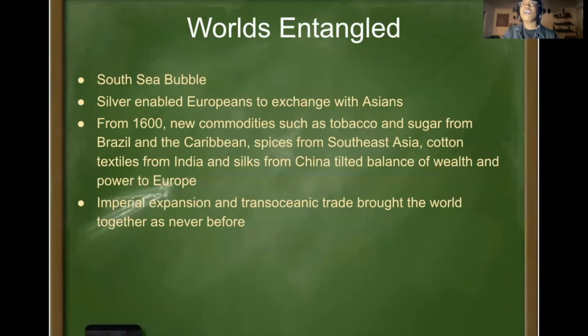So as we have more colonization, as we have more European nations leaving their borders and going into other parts around the world and taking over those parts, they're going to start to enrich themselves on the natural resources that they're going to find in those areas. So from 1600, new commodities such as tobacco and sugar from Brazil and the Caribbean, spices from Southeast Asia, cotton textiles from India, and silk from China tilted the balance of wealth and power to Europe, because they're going to be controlling a lot of these areas with a very unbalanced trade. I mean, Europe is going to be benefiting, while a lot of these other places, Asia, Africa, and the Americas, are going to be suffering essentially.